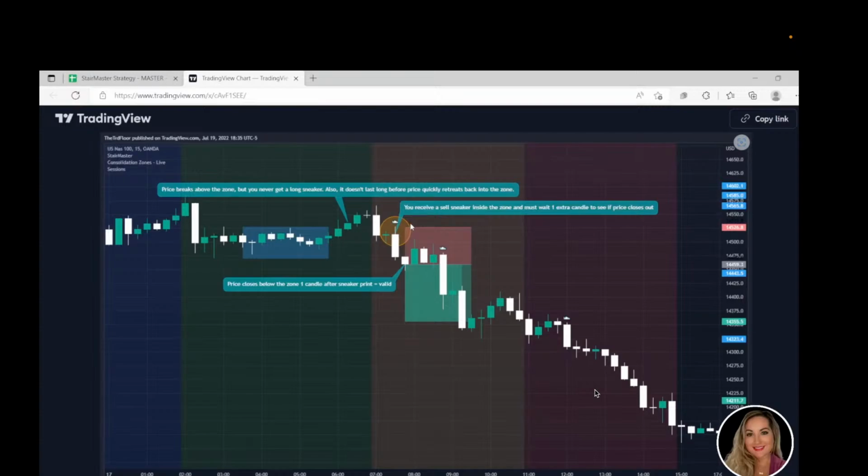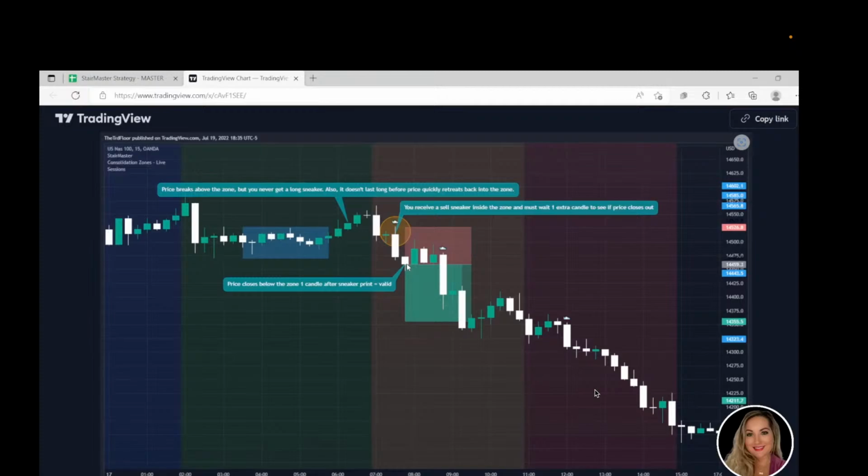You receive a small sneaker inside of the zone and you have to wait 1 extra candle to see if it will close outside of it. Remember, you have the 1 candle rule. This candle prints, you get a sneaker, but technically the close of the candle does not break this zone. So you need to wait 1 more candle to see if this is a valid trade. When this candle prints and closes, it does break the zone. You can see the price does close at the close of the candle here, just slightly below this zone. So this would count as a valid entry.